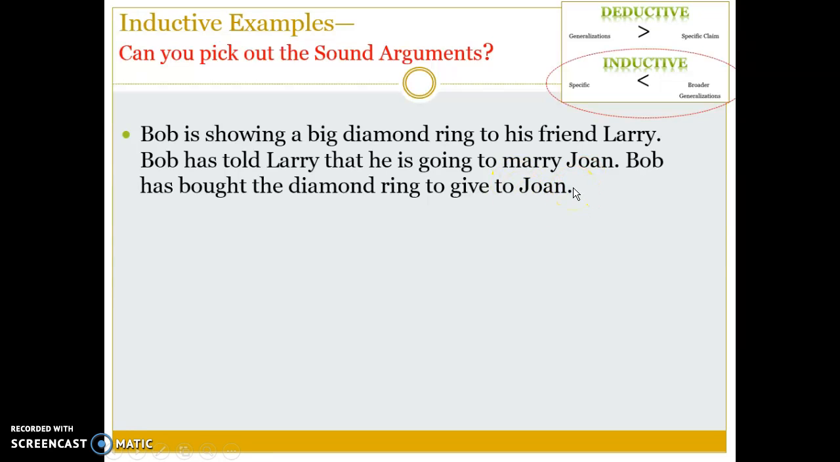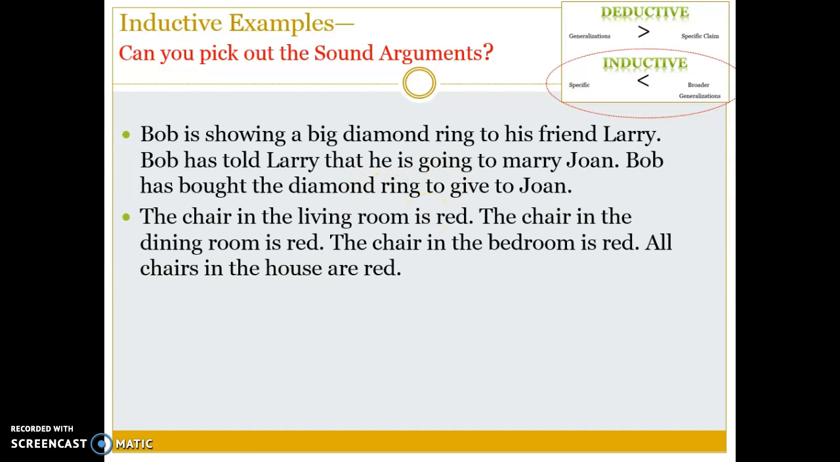Did you get: Bob has bought the diamond ring to give to Joan? If you did, that's right, because we have 2 specific pieces of evidence here: that he's showing a diamond ring to Larry and he's told Larry that he's going to marry Joan. Putting those 2 things together, we get the idea that he's going to give the ring to Joan.